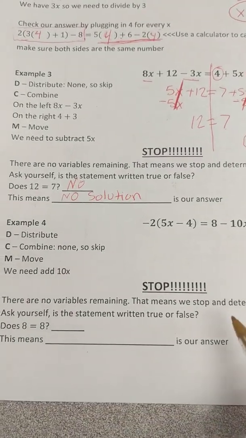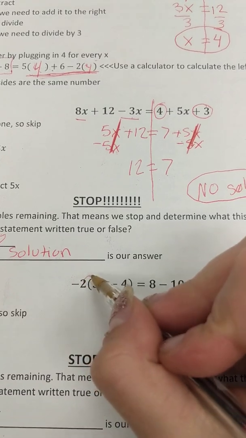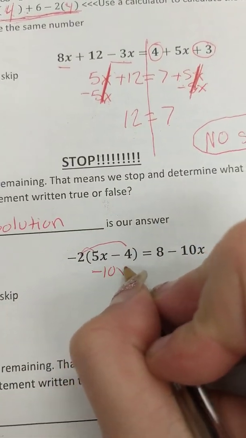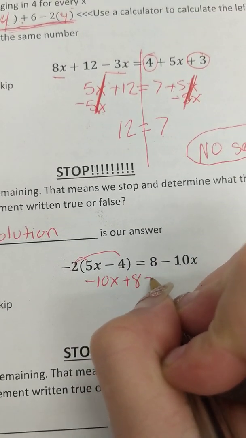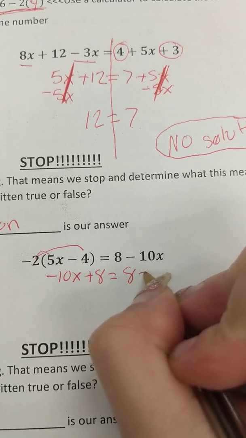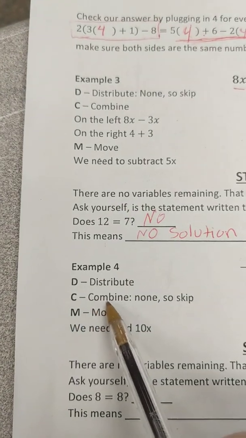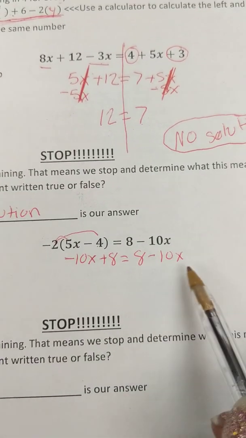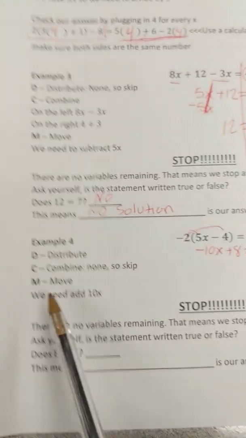Okay, last problem. Start with distribute. So I'm going to distribute here. Negative 2 times 5x is negative 10x. Negative 2 times negative 4 is plus 8 equals 8 minus 10x. Now I'm going to combine. I don't have like terms on the left side, and I don't have like terms on the right side. So I'm going to skip that step. I don't have anything to combine.